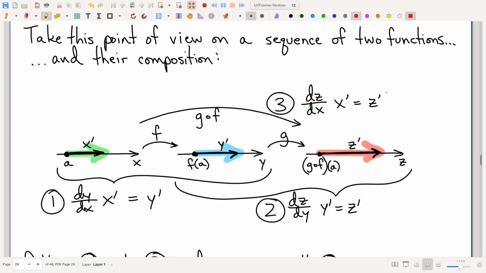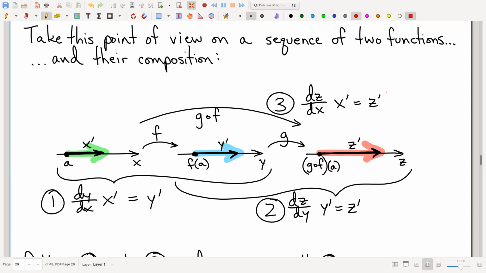Now looking at all of this together, I'm going to first do a hand-waving interpretation of what's happened here, and then point to the algebra that gives the same point of view. If the way I turn green into blue is by multiplying by some factor, and the way I turn blue into red is by multiplying by another factor, altogether I've multiplied by the product of those factors.